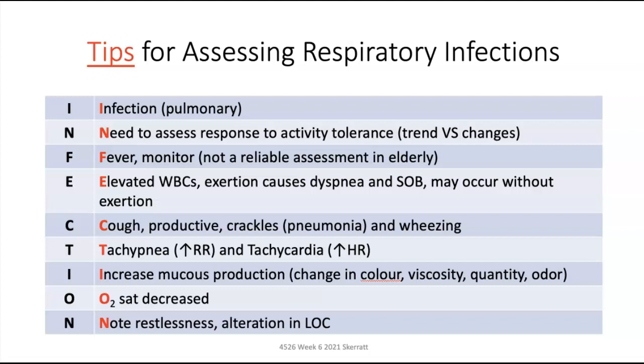E is you have elevated white blood cell count. Exertion causes shortness of breath. Shortness of breath may occur with or without exertion. Productive cough, crackles, wheezing, increased respiratory rate and tachycardia, increased mucus production, and there could be a change in color, viscosity, quantity, and odor. O2 saturation is decreased, and note restlessness or an alteration in level of consciousness, especially with your elderly patients.